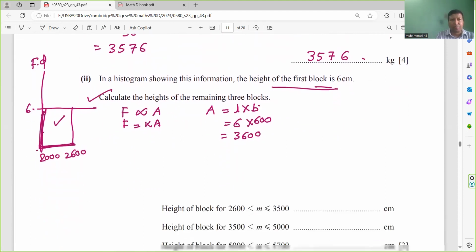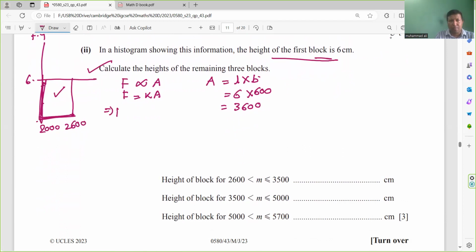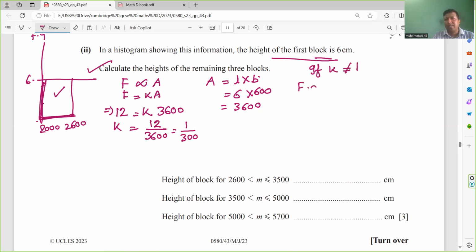So we write that the frequency 12 equals K times the area of the first block, which is 3600. So from here we get K equals 12 by 3600, that means 1 by 300. We have to remember that if K is not equal to 1, the frequency density, meaning height, formula is frequency divided by class width, multiplied by 1 by K. Here the K value is 1 by 300.